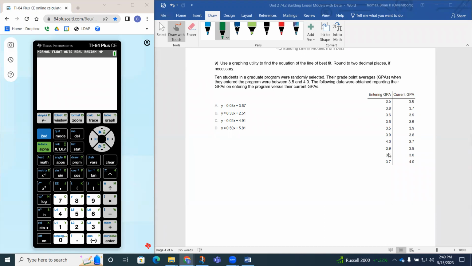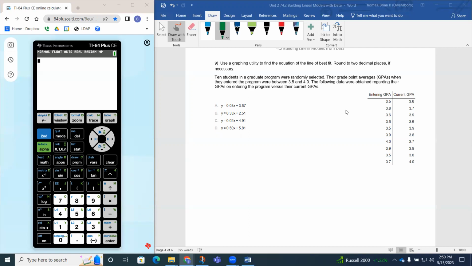So this is going to be our entering, and then this is going to be our current. And we kind of see that up slightly, same. We're seeing they're very similar. There's not any drastic moves between the GPAs. So looks like some went up, some went down. So not much of a change there.